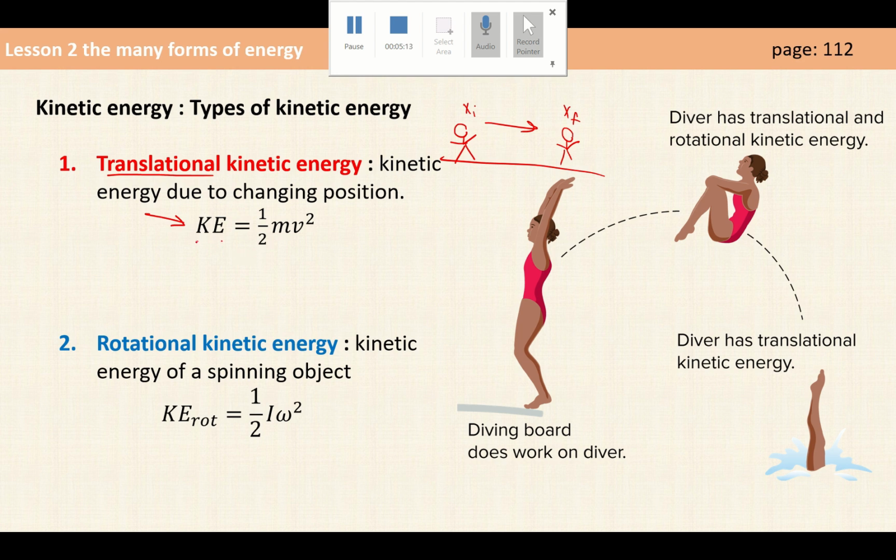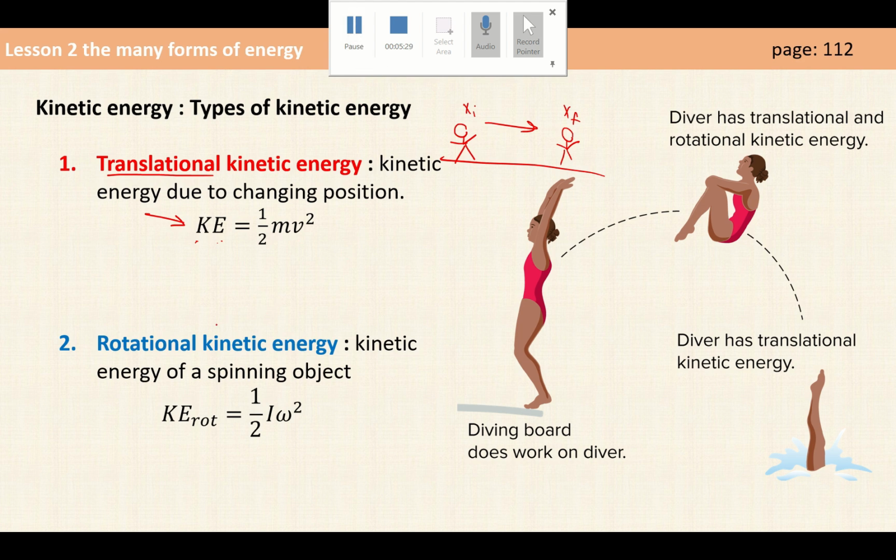KE, which stands for kinetic energy in joules, equals half mass in kilograms multiplied by the velocity of the object squared, where the velocity is measured in meters per second.